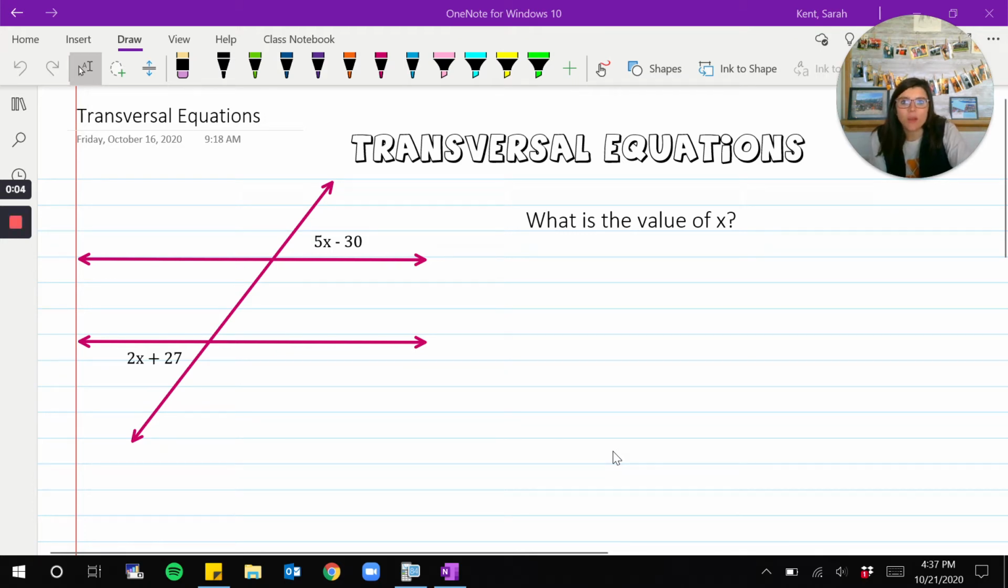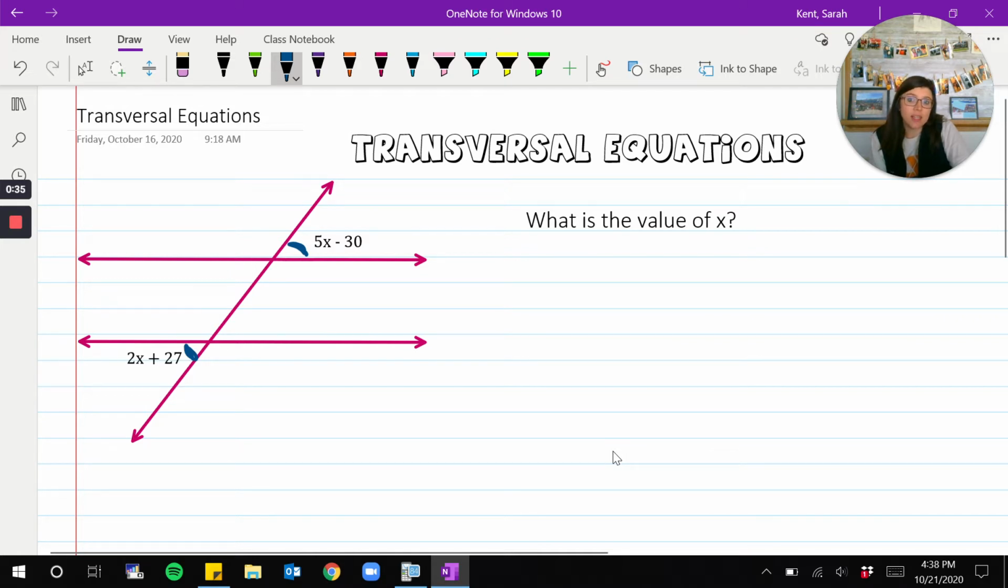Today we are going to be continuing looking at transversals, and we're going to be writing equations to find a value of x or to find a value of the corner, the angle. So the first problem we have is we've got 5x minus 30 up in this angle, and then down and across we have 2x plus 27.